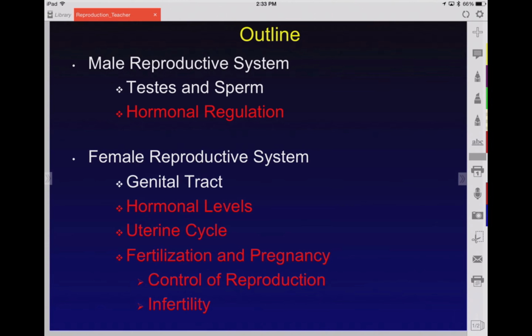It's highlighted in red. We'll look at hormonal regulation, and in the female's case, we're going to look in a fair amount of detail at the uterine cycle. Of course, fertilization, pregnancy, and then there's a final topic that I'll go into, which focuses on control over reproduction, right, and fertility issues.